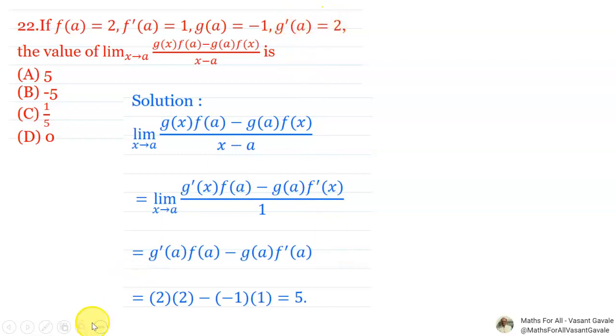g dash of a is 2, f of a is 2, g of a is minus 1, f dash of a is 1, and overall you will get 5, that is 2 into 2, 4, 4 plus 1, 5. Okay, therefore option A is the correct one.